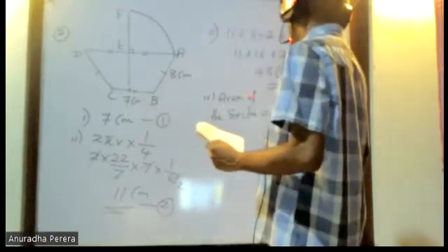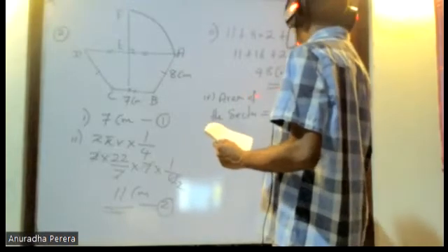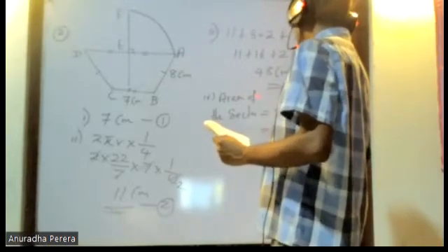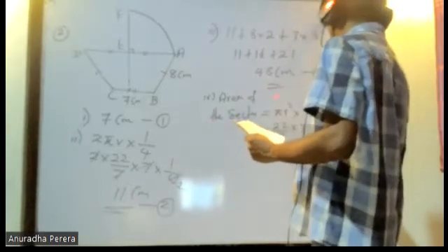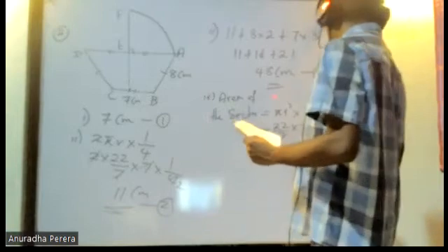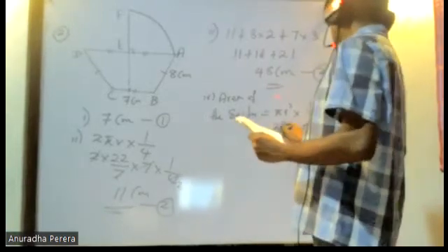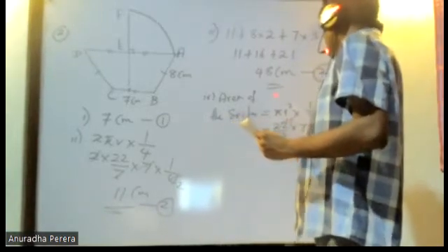Area of the sector is pi r squared into 1/4. 22 over 7, radius is 7, times 1/4. Simplify it by 7. 77 over 2 means 38.5.